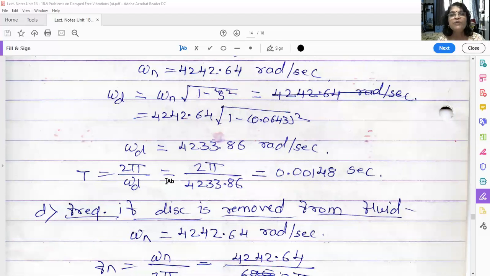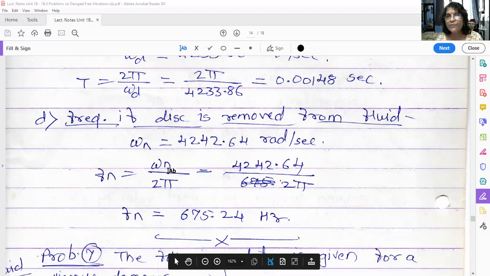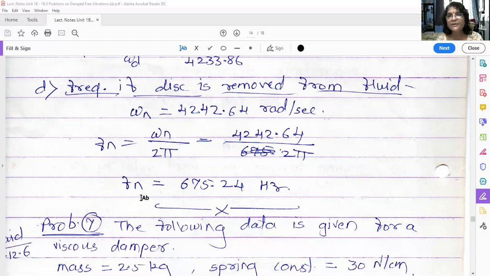Okay. Finally, what is asked? If the disk is removed from the fluid, what is the frequency with which the system will vibrate? Now, removed from the fluid means what? Damping is vanished. Damping is not provided now. Damping is made zero. That means the system will vibrate with natural frequency. So how will you find out the frequency then? Fn is equal to simply 1 upon 2 pi omega n. Omega n already we have calculated. So this is the natural frequency. The system will vibrate with natural frequency 675.24 hertz.